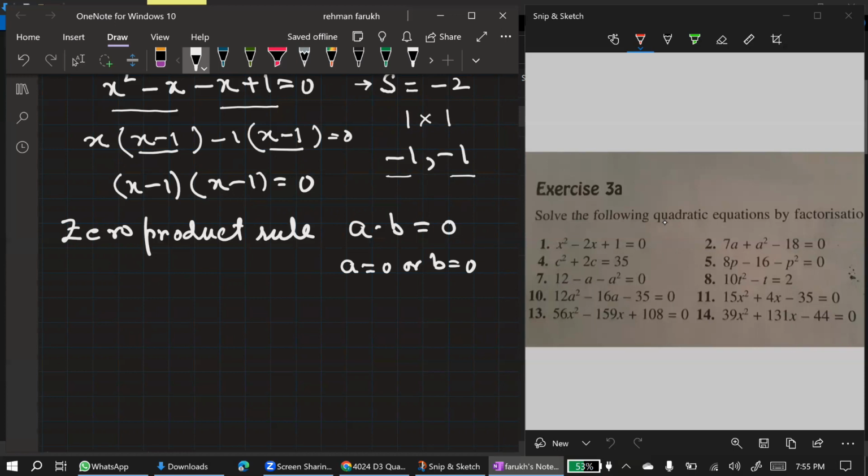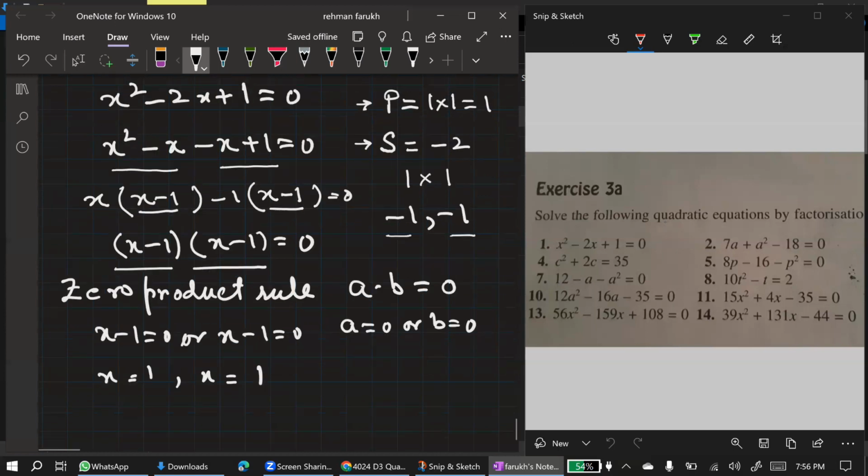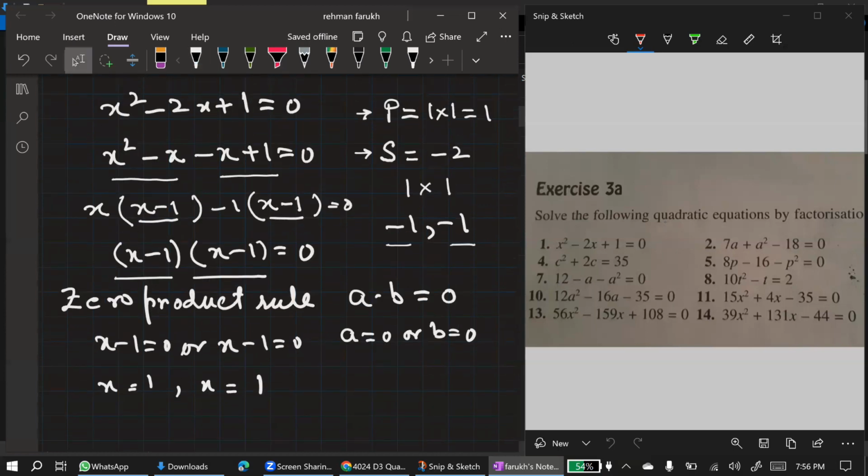Now we have two factors and the product of two factors is equal to zero. So we will use the zero product rule and put both the factors equal to zero to get the value of x. x is equal to 1, x is equal to 1. x is equal to 1, x is equal to 1 are the solutions of this x square minus 2x plus 1 is equal to 0.